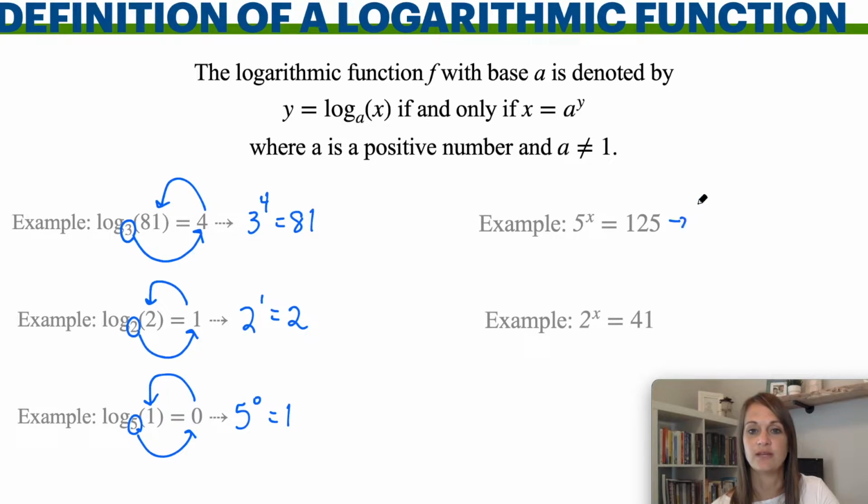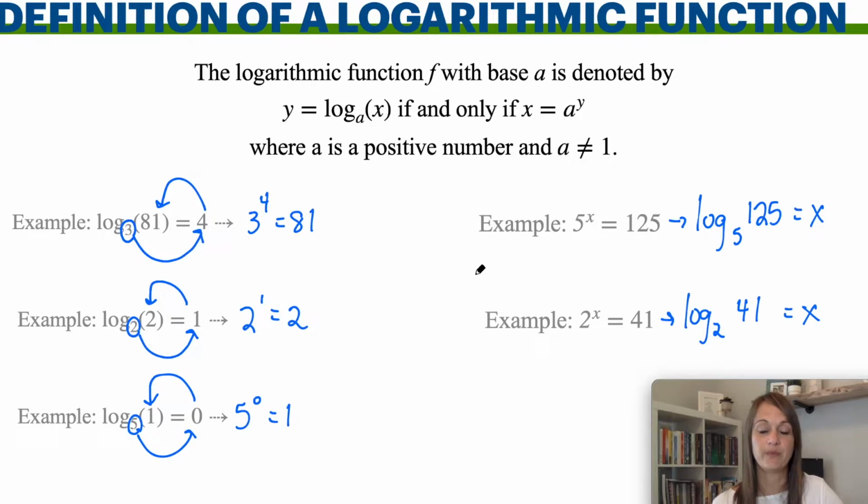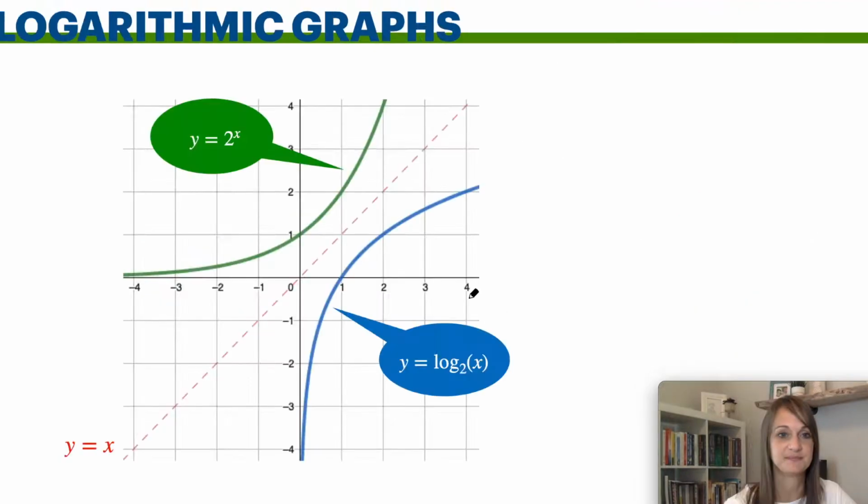You can work backwards as well, so you can rewrite this as a log. So this would be written as log base 5 of 125 equals x. Again, remember, just like you had the base raised to the exponent, 5 raised to x means x goes on the outside. Same thing here. You would have log base 2. So 2 was raised to an x, so 2 should be raised to the x, and that should equal 41. So you can go back and forth between the exponential functions and the logarithmic functions.